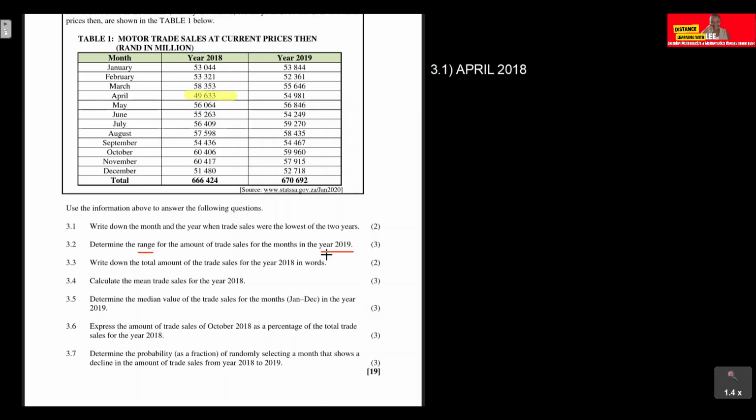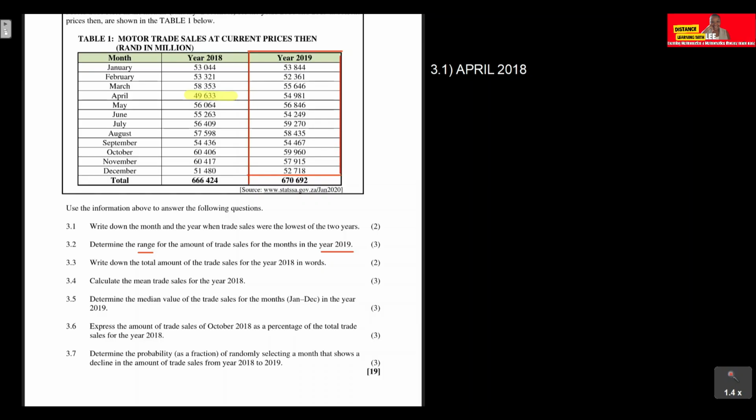For us to be able to determine the range of the trade sales, we need to take the maximum value of the trade sales and minus the minimum amount for the trade sales, for which year we're going to focus our attention on the year 2019. So that is exactly what we are going to do. We're not going to focus on the total. We're just going to focus on only the values for the month.